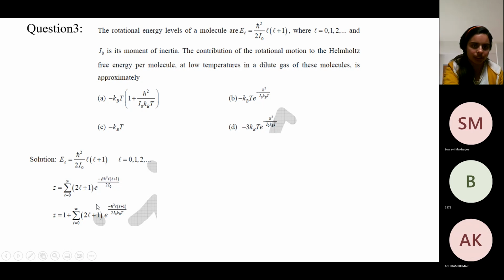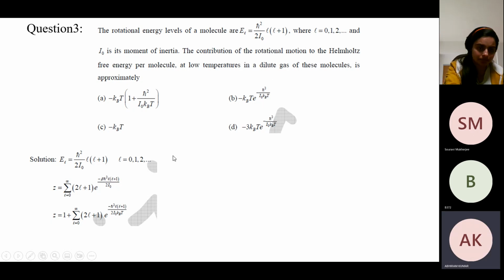What we then do is try to find the expression for the free energy. Ma'am, in the last equation, we just use L equal to 1 to infinity, no? Correct. This should be 1 because we have already considered 0. So it is 1 for L equal to 0 plus the sum from L equal to 1 to infinity.